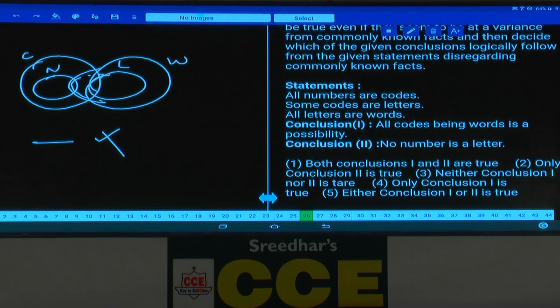Then coming to the first one, what is it? First one is in possibility. As the statements are affirmative, we can take it as a single diagram for possibility. Isn't it? All numbers are letters, codes are letters equals to words. Then what happened here? All codes are words is a possibility. Then what is the answer here? Only conclusion 1 follows. Only conclusion 1. And it is given in choice 4.